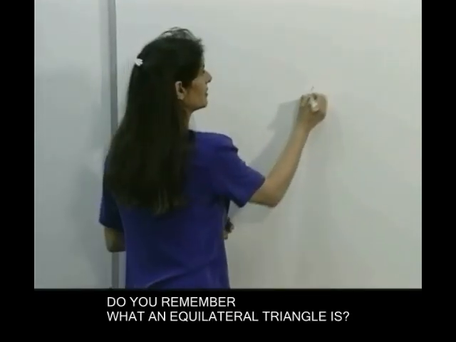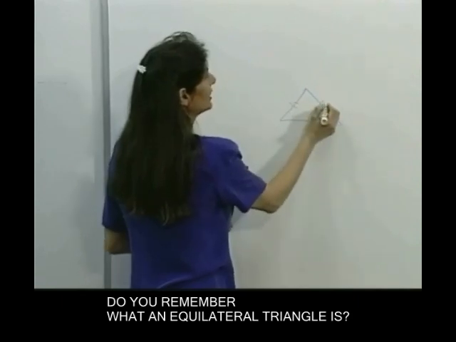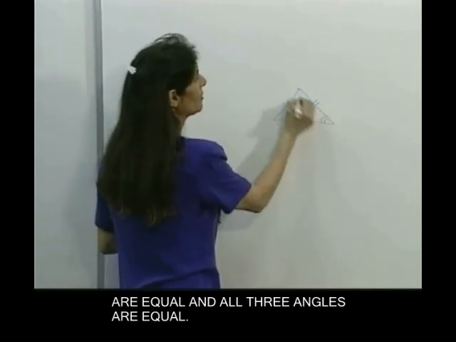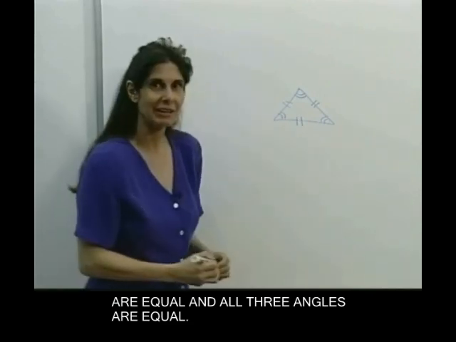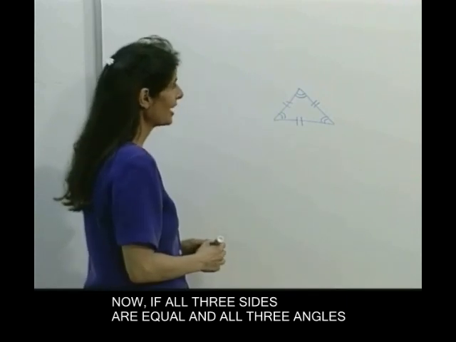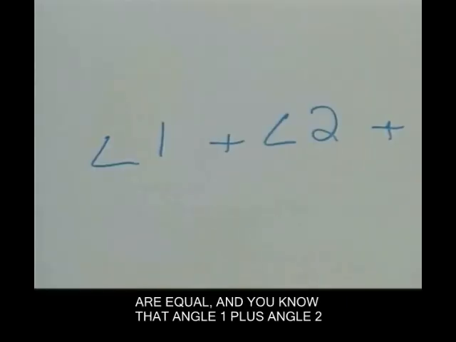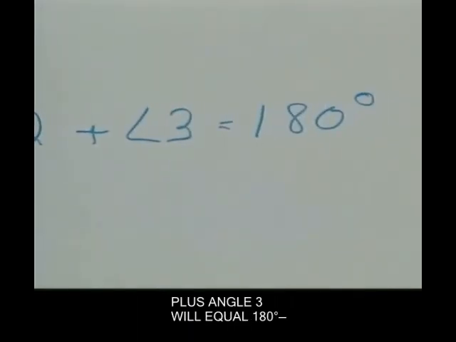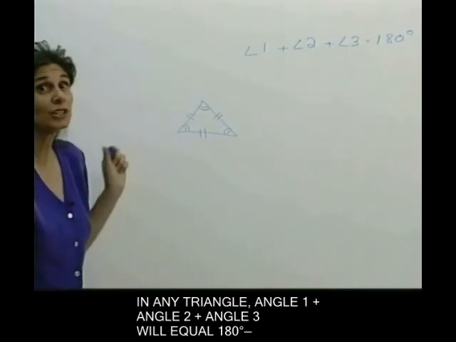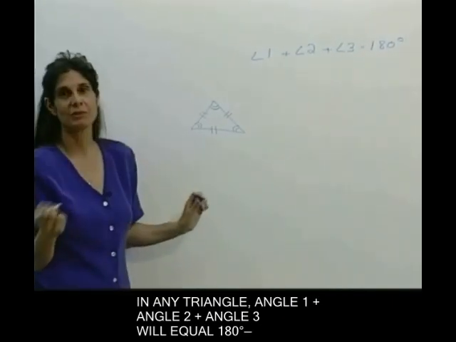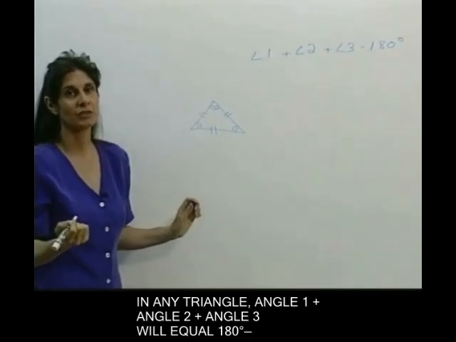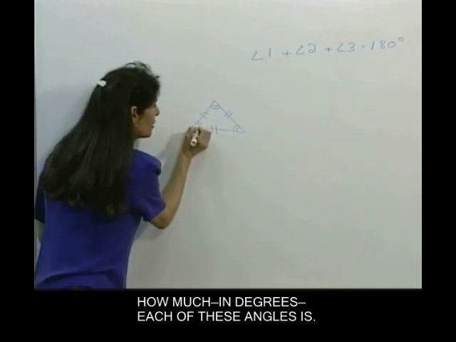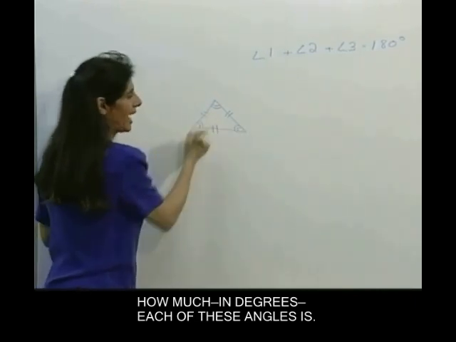Do you remember what an equilateral triangle is? In an equilateral triangle, we have all 3 sides equal and all 3 angles equal. Now, if all 3 sides are equal and all 3 angles are equal, and you know that angle 1 plus angle 2 plus angle 3 will equal 180 degrees. In any triangle, angle 1 plus angle 2 plus angle 3 will equal 180 degrees. If you know that, then you can figure out what degrees each of these angles is.